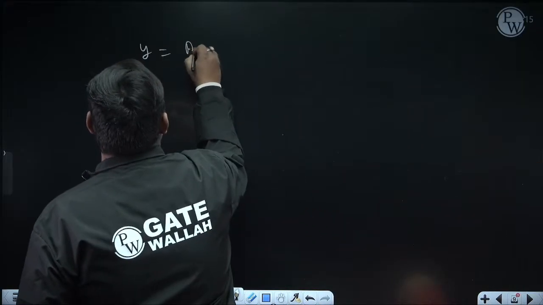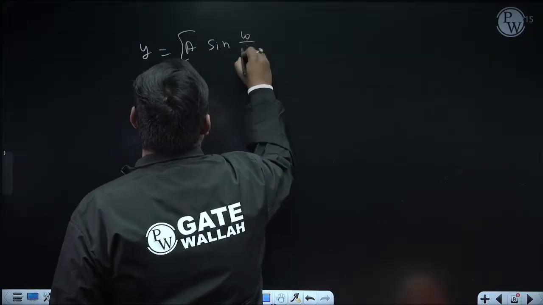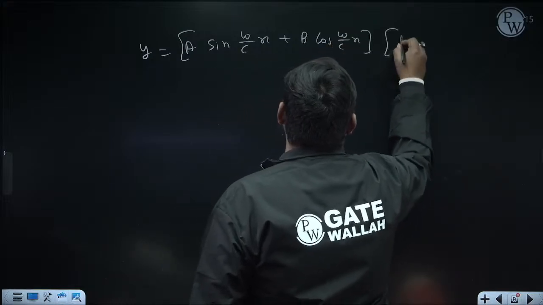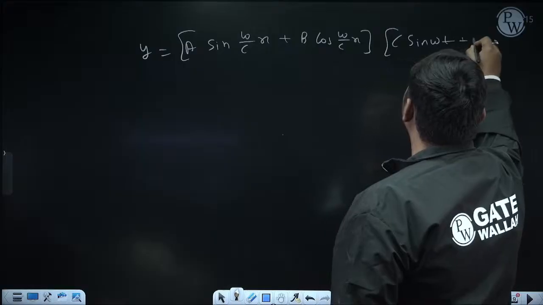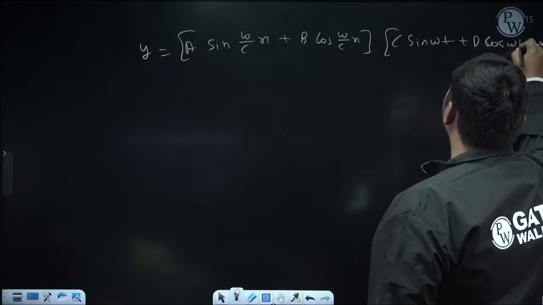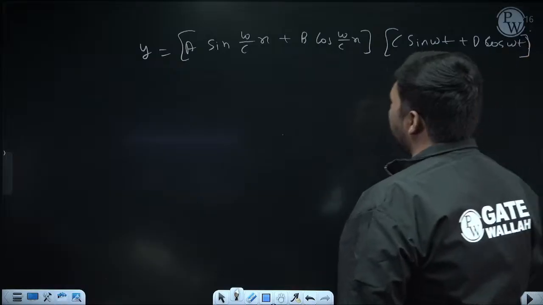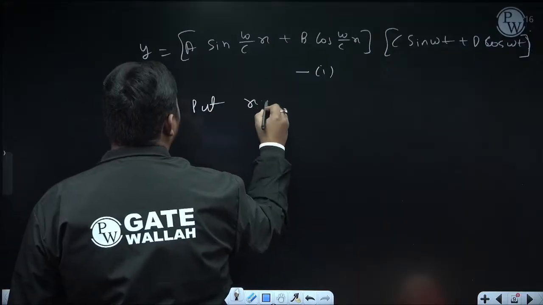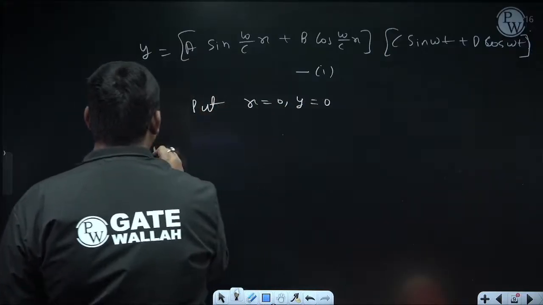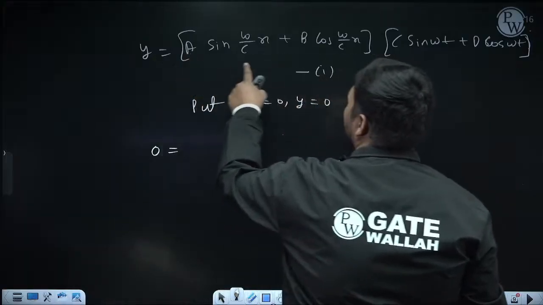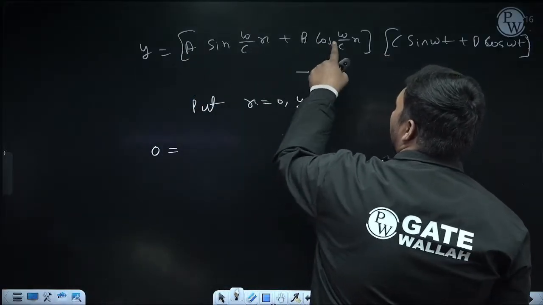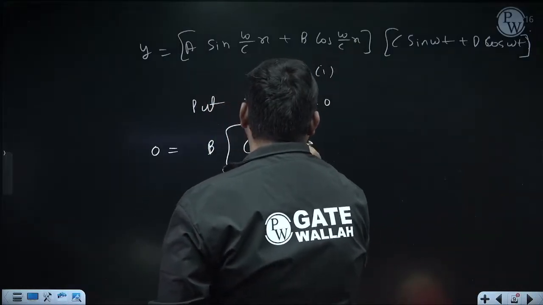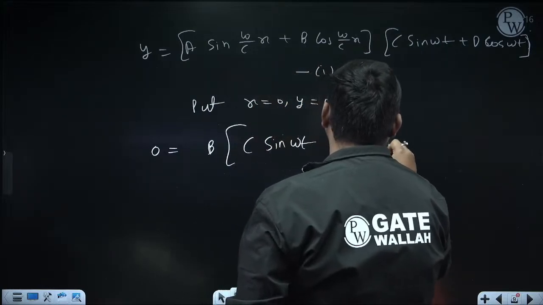y equals A sin(ωx/C) plus B cos(ωx/C), multiplied by capital C sin ωt plus capital D cos ωt. Now what I am doing? First I am putting x equal to 0, y equal to 0. Now x equal to 0, so it will be sin 0, so this part will be 0. And here cos 0 will come. Cos 0 is 1, so here B will come, times C sin ωt plus capital D cos ωt.